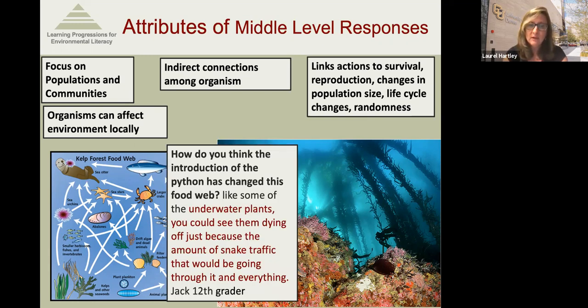How do you think the introduction of the python has changed this food web? Like some of the underwater plants, you could see them dying off just because the amount of snake traffic that would be going through it and everything. So they thought that the snake was trampling the vegetation. But they did see how an organism could affect its environment.